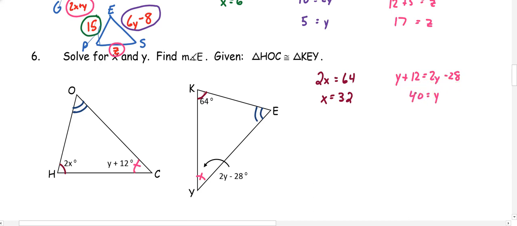Now, once I know y is 40, I need to know what this angle actually is to help me get angle E. So 2 times 40 minus 28. Well, 2 times 40 is 80. 80 minus 28 would get us 52 degrees. So to get the measure then of angle E, remember that a triangle has 180 degrees. So we're going to subtract the two angles we know, 64 and 52. So when I subtract those angles, I get that E is 64 degrees.